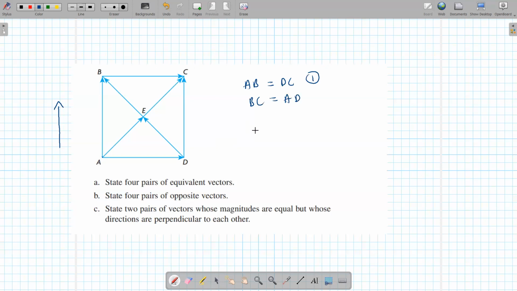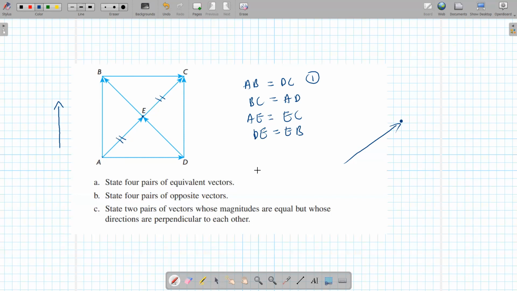Now, when it comes to diagonal, it's a little bit tricky. I'll give you one of them. You see, A to E is going this way and stops at the midpoint of this diagonal. Stops right here. A to E is the exact same thing as E to C. They're equal in length and they're heading the same direction. You see that? Would you agree that D to E is the exact same thing as E to B? Yeah, there you go. And that's the answer to A.